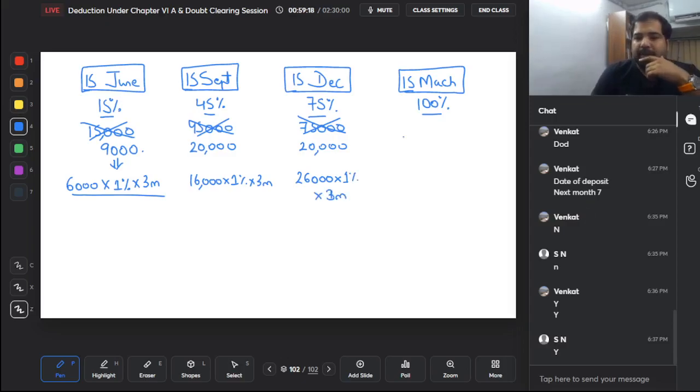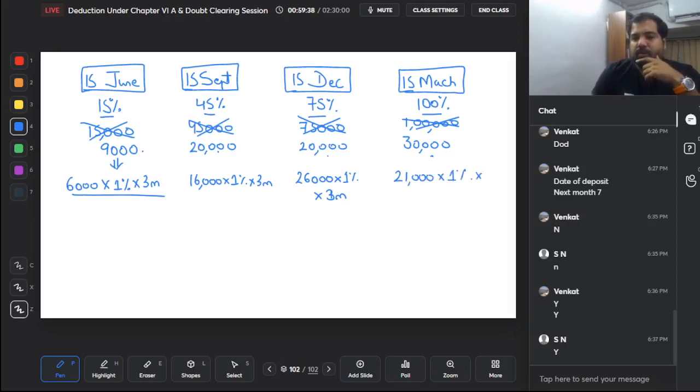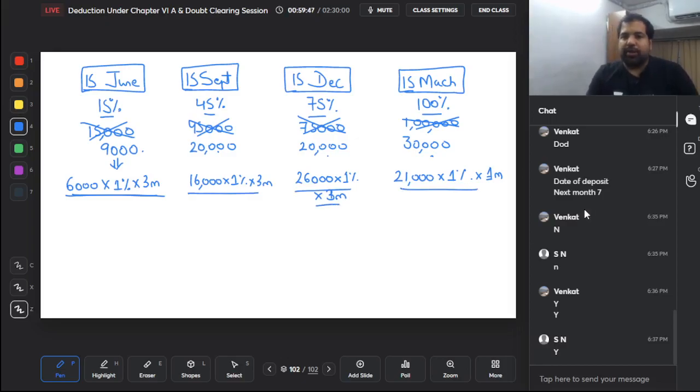And last you paid 30,000 here. You were supposed to overall pay 1 lakh, but you had only 30,000, you paid it. So 30, 20, 20 is 70 and 9, 79. So from 1 lakh, you paid only 79. So 21,000 is the shortfall into 1%, but this one is only into 1 month. Yes. Why? Because guys, this interest calculation is only for this year and this year is ending in March. So hence in March, this is only 1 month.